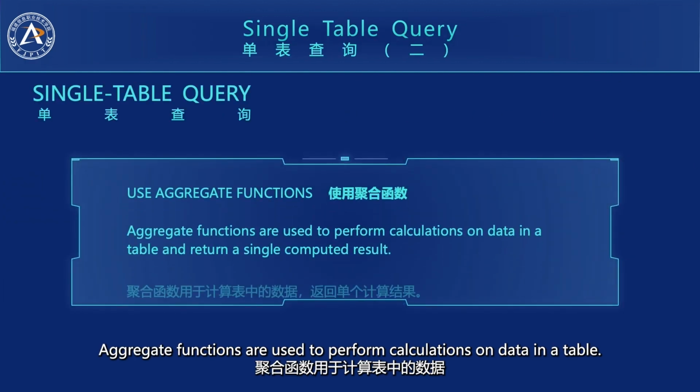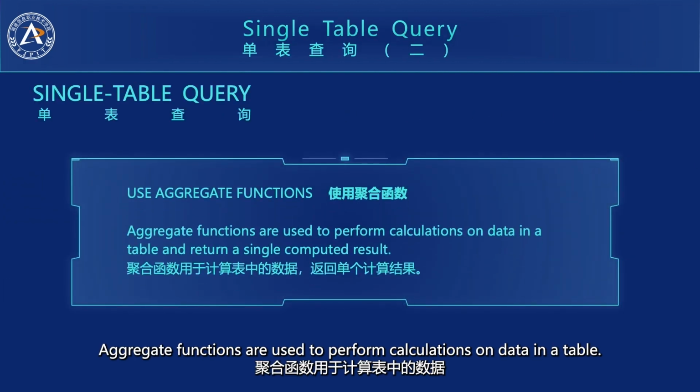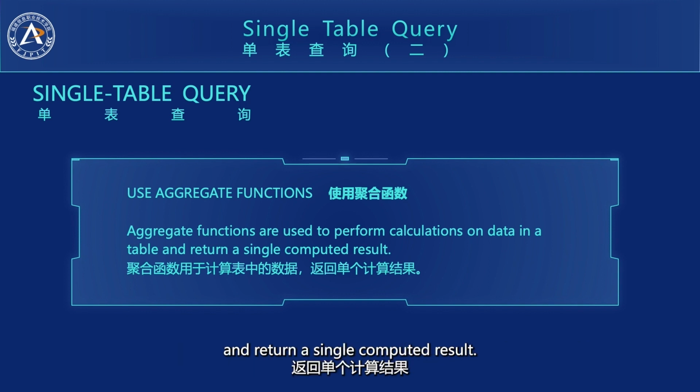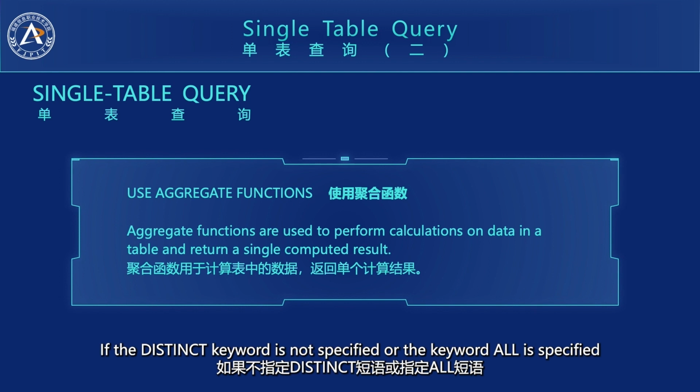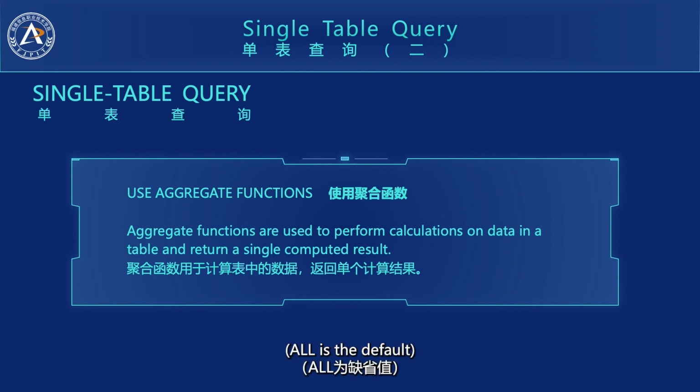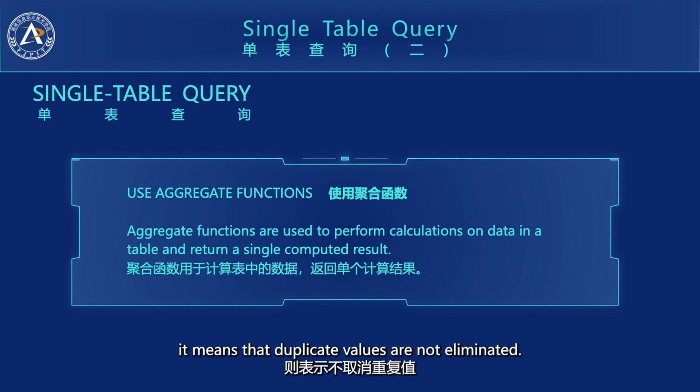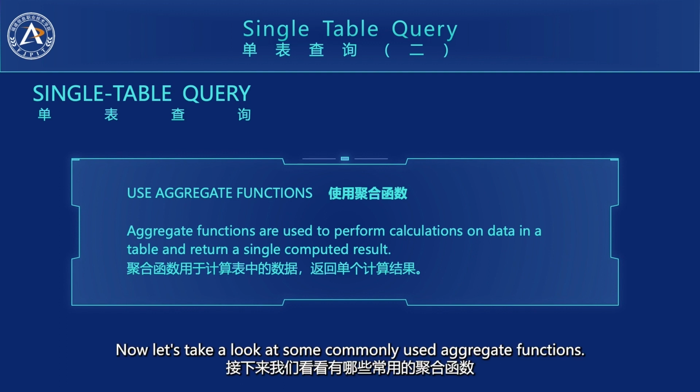Aggregate functions are used to perform calculations on data in a table and return a single computed result. If the distinct keyword is specified, it means that duplicate values in the specified column should be eliminated during the calculation. If the distinct keyword is not specified or the keyword ALL is specified, ALL is the default. It means that duplicate values are not eliminated. Now let's take a look at some commonly used aggregate functions.